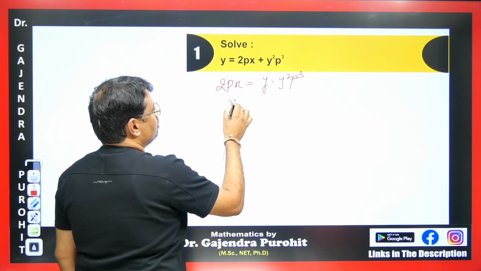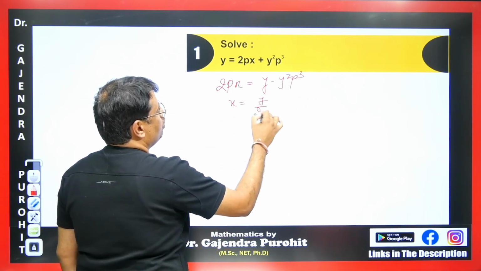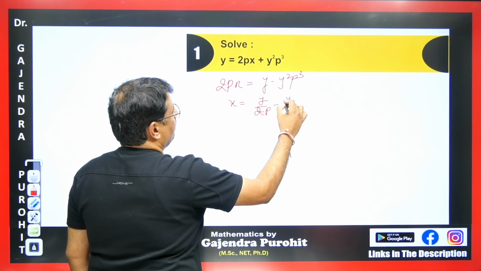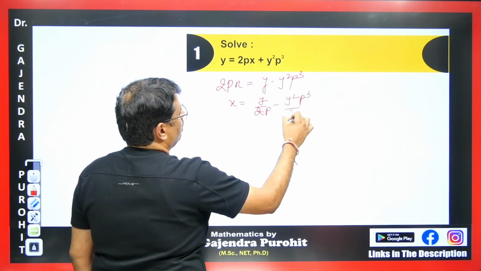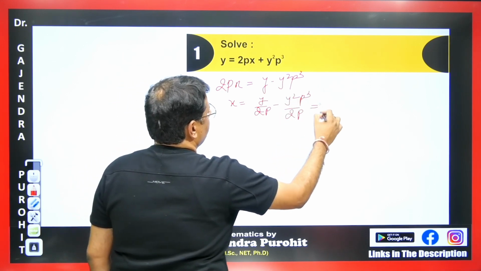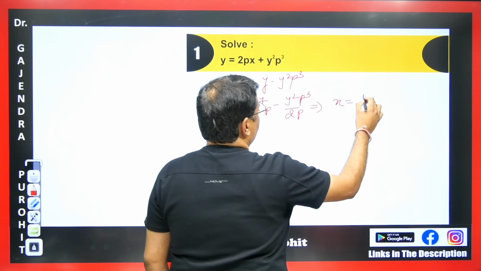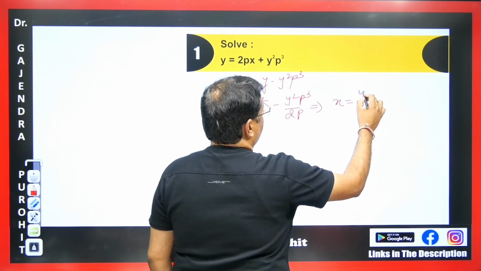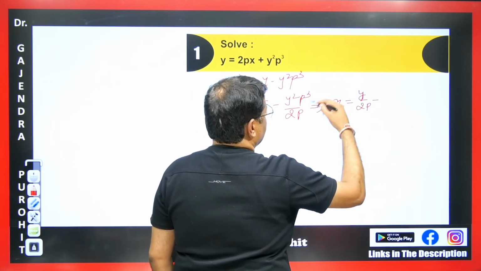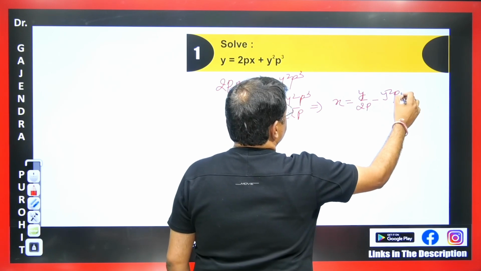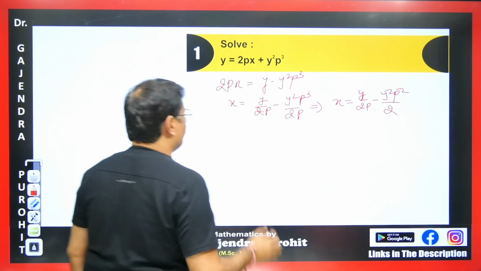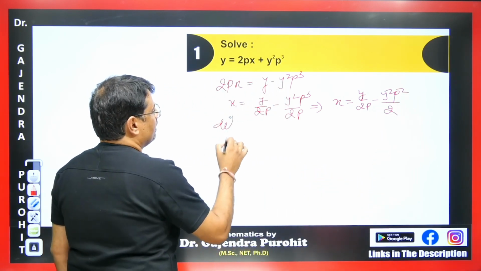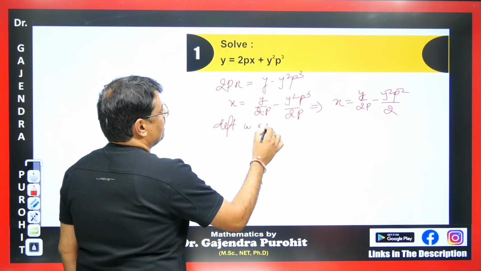Now we will simplify this as x is equal to y upon 2p minus y square p cube upon 2p. When you simplify this, it becomes x equals y upon 2p minus y square p square upon 2. Now this will be differentiated with respect to y.